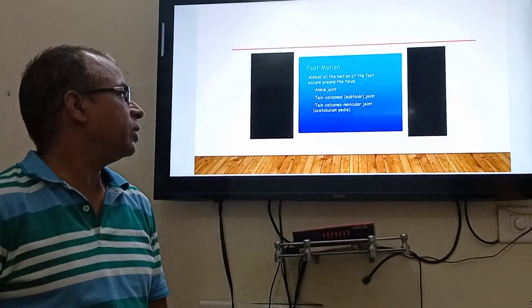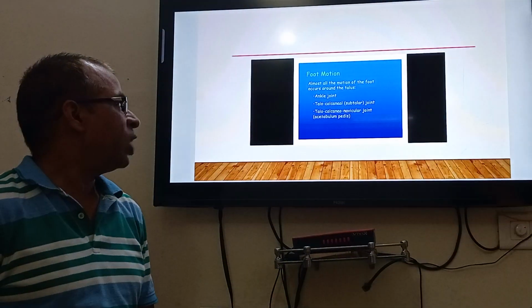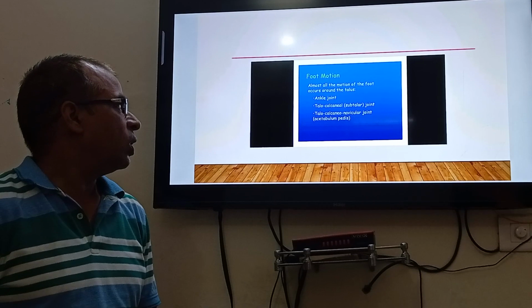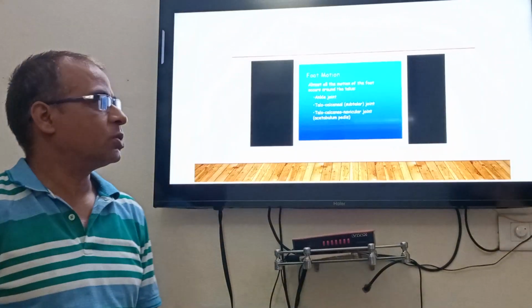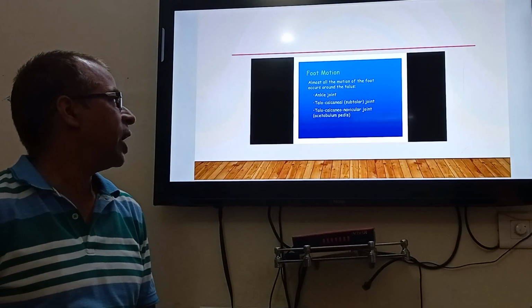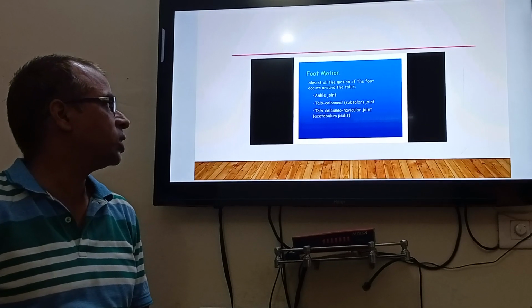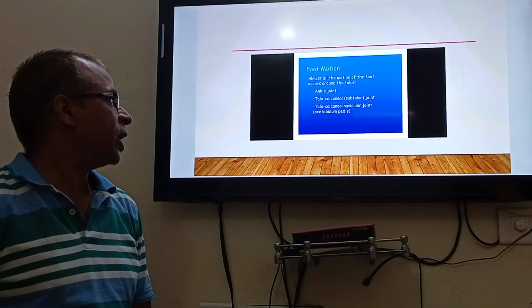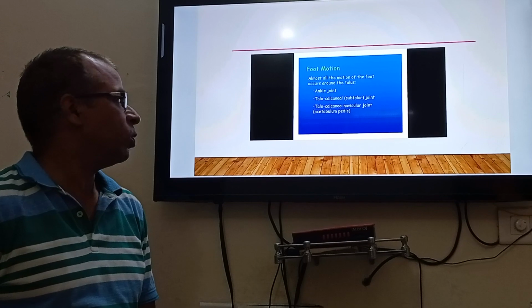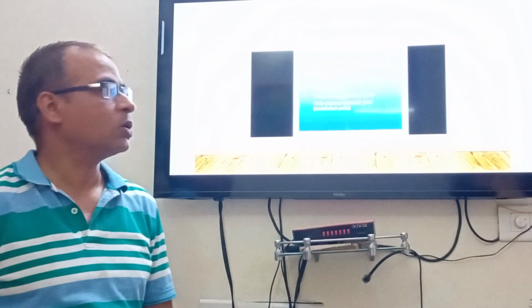At the ankle joint, that is the tibiotalar joint, and the talocalcaneal joint, that is the subtalar joint, and the talocalcaneonavicular joint, that is the acetabulum pedis also.